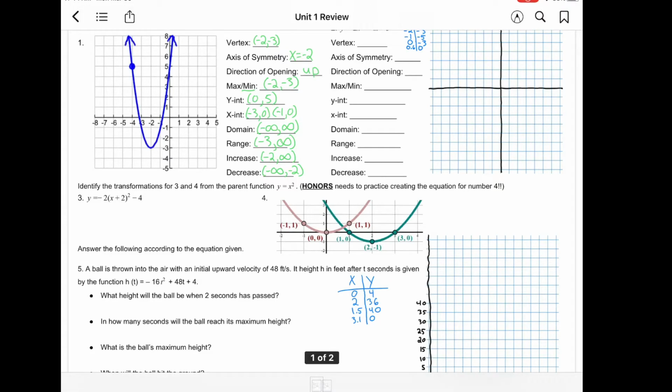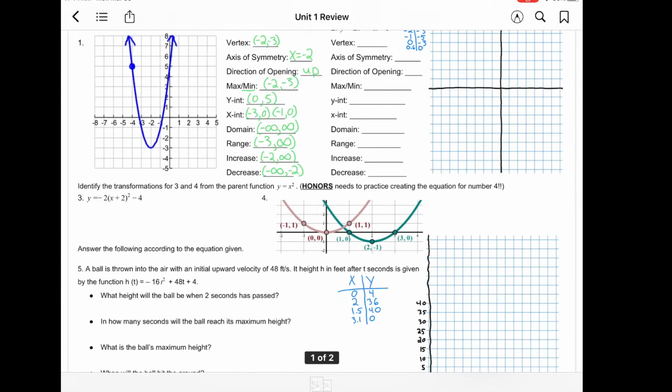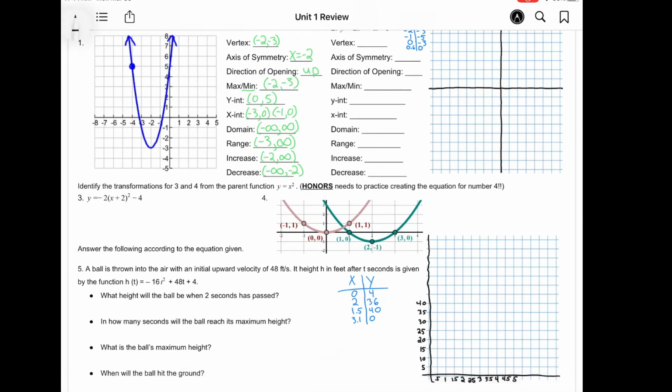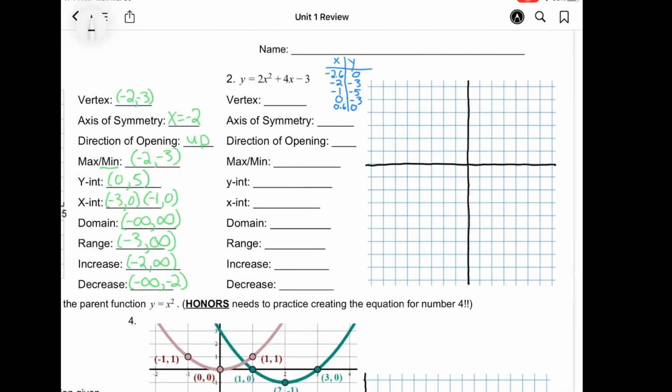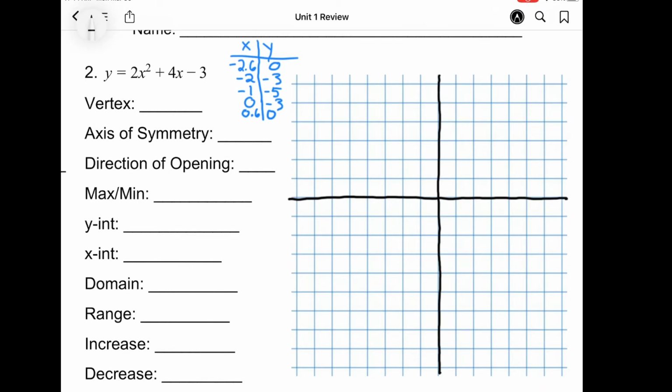Hey guys, so in this video I'm going over the quick review that I created for Unit 1. So for the first one, I want to go to number 2, like this, because you actually had to go into a calculator and find your X and Y values so you could graph, and then once you look at your graph, then you can determine your key features.